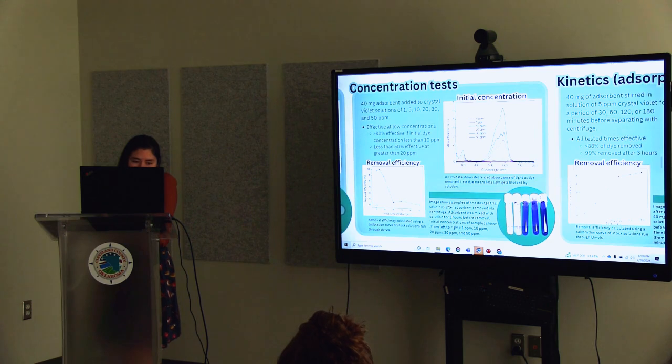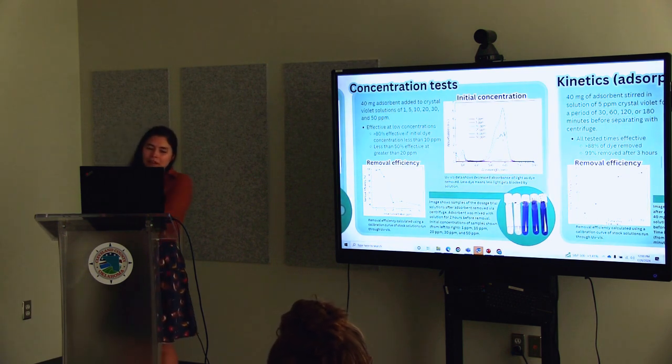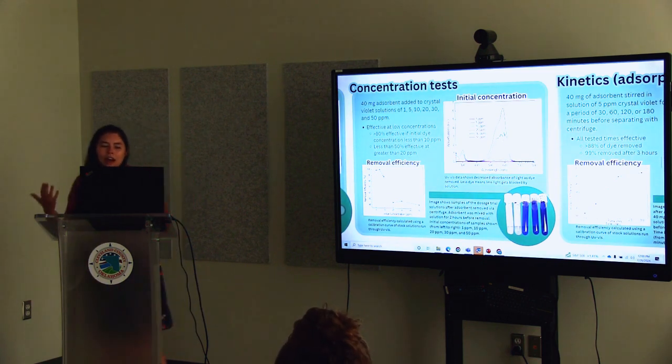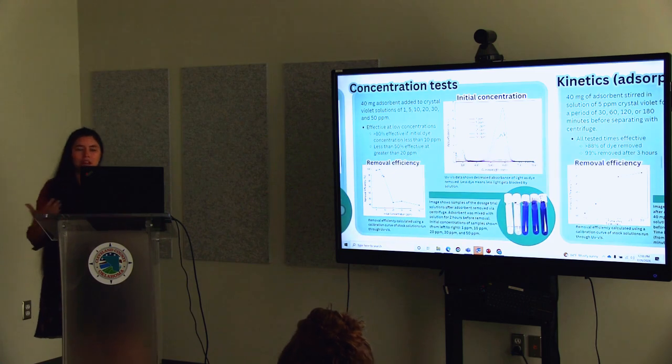The removal efficiency here, we're only sitting at about 40% in the 50s. So it's still making a big dent, but if you can see up here, once we have those lower ppms at 1 and 5, we're looking at way over 90% efficient.